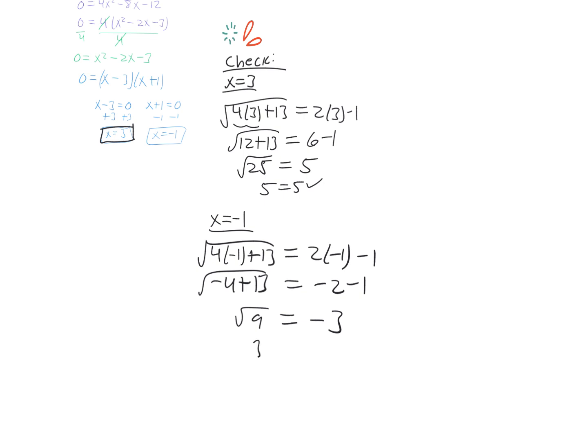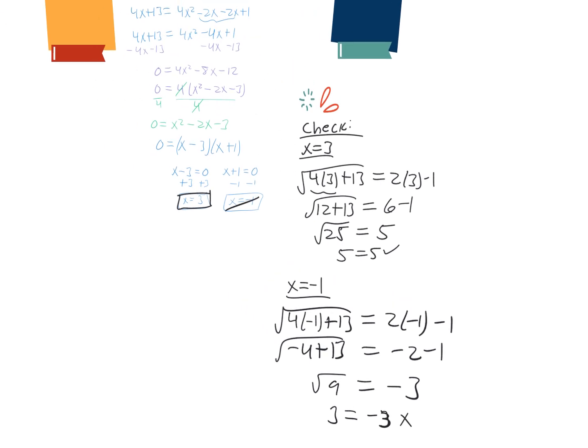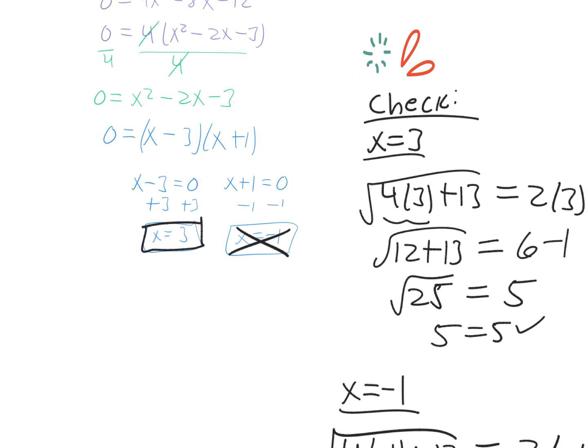But you can go even further. You can say 3 equals negative 3, and you can see that that's clearly not true. So x equals negative 1 is not a solution. We only get one solution here, and it's x equals 3.